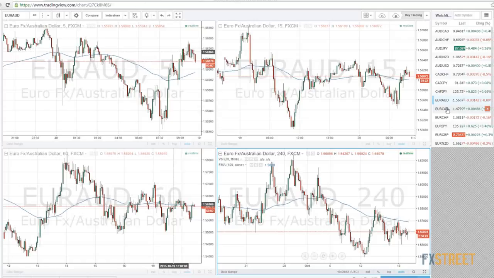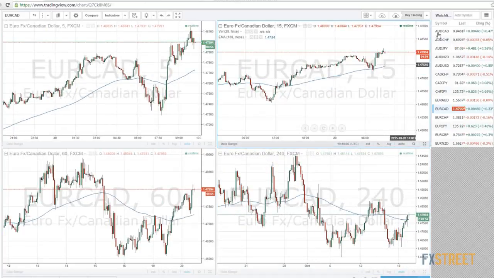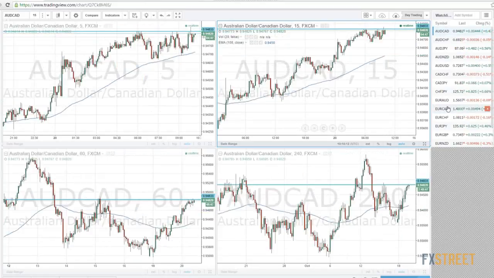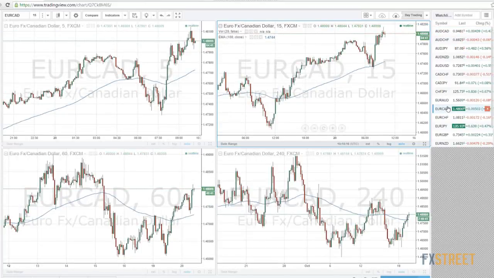So Euro Aussie in the middle of no man's land. Euro CAD. So the Canadian dollar is weakening. Let's go back to what we had on the Aussie CAD. I think that was weakening as well. So there's another potential idea. So at the moment, I've got the New Zealand dollar strengthening, Swiss franc strengthening, Canadian dollar weakening.